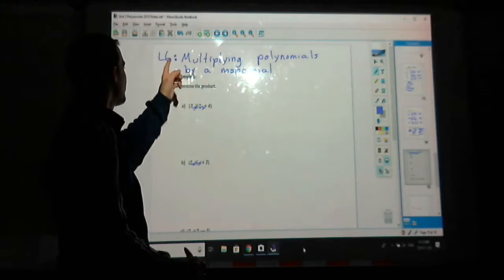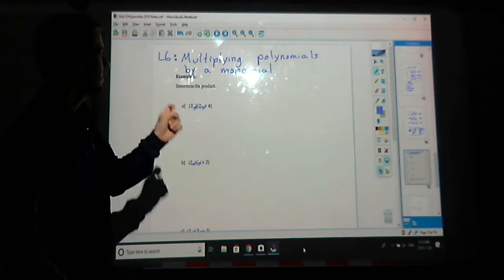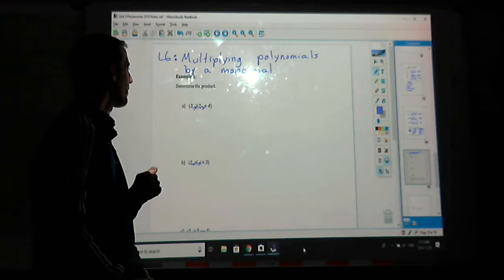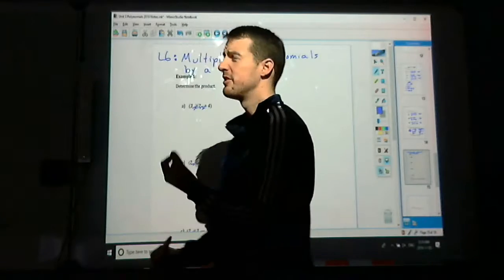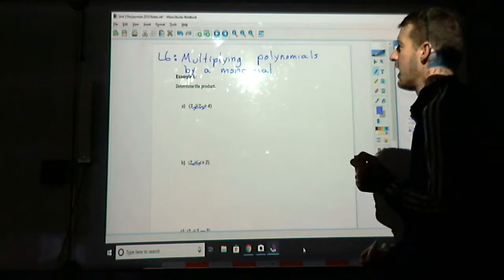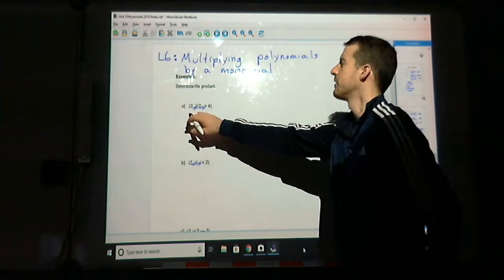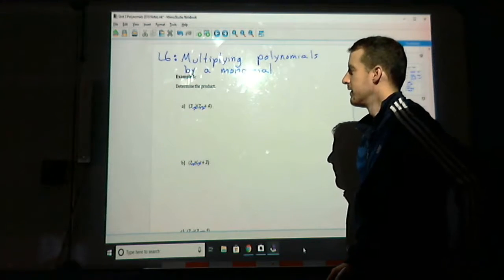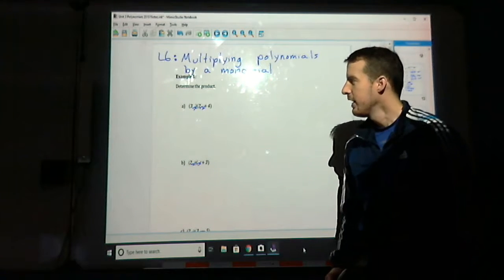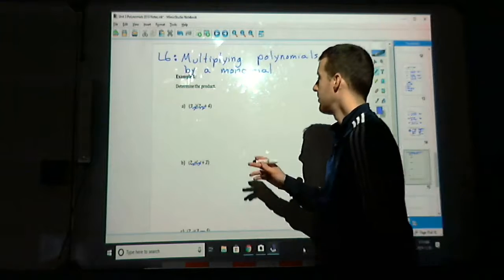All right, time for lesson 6, where we're going to learn to multiply polynomials by a monomial. So this is very similar to what we've been doing. We're going to change it up just a little bit because now we have a monomial, which means we have an extra exponent or variable to account for. But the same rules apply with distributive property.